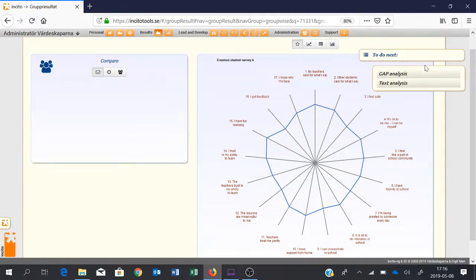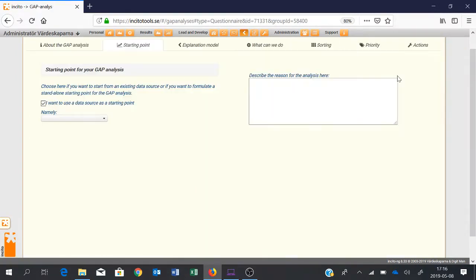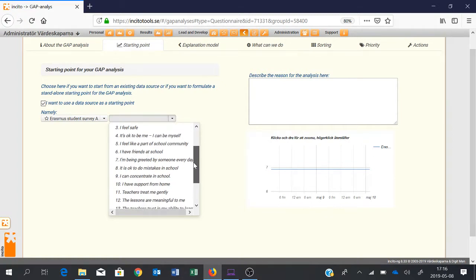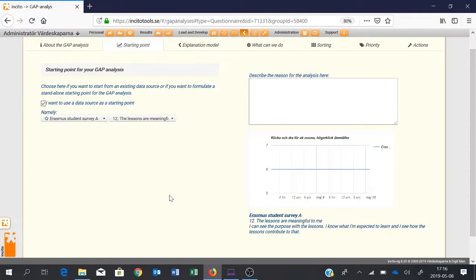I'll choose the gap analysis here, and then the system knows I was looking at the student survey. What I have to do is indicate which question, and it was number 12. Here I can see the results over time. In this case, this is demo, and I have only made one measuring point, so the trend diagram is a bit boring, but it will grow.